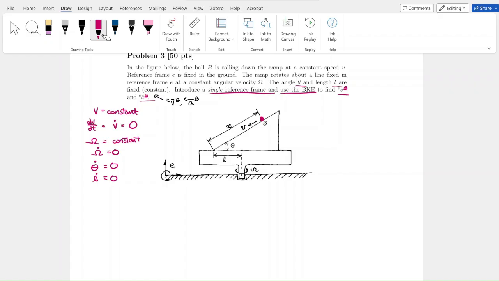So what's not really moving with respect to E? This point right here, at the center of the disk. It's not moving with respect to E. It's just sitting there even as the disk itself rotates around. So I'm going to call this point O, and then I'm going to call point B, obviously B.